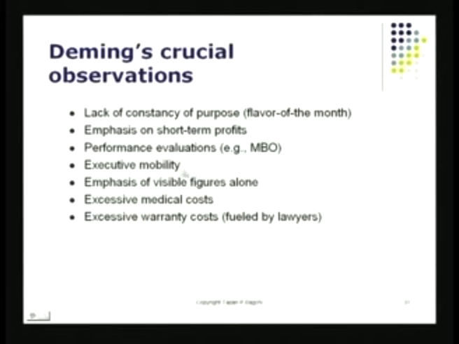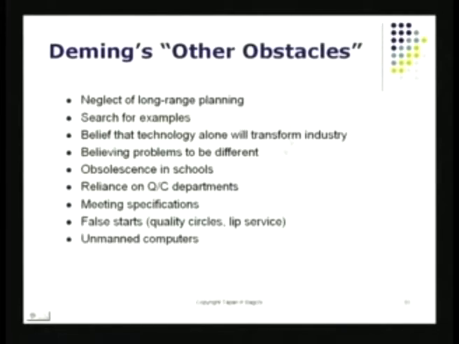And also we may have transfers and so on within the company, because of which constancy of purpose might be lost. And many times we only worry about visible figures, for example losses or scrap and that kind of thing. And there may be various types of costs that I might be worried about, such as warranty costs. These are things that Deming observed, and Deming said these are caused by poor quality.